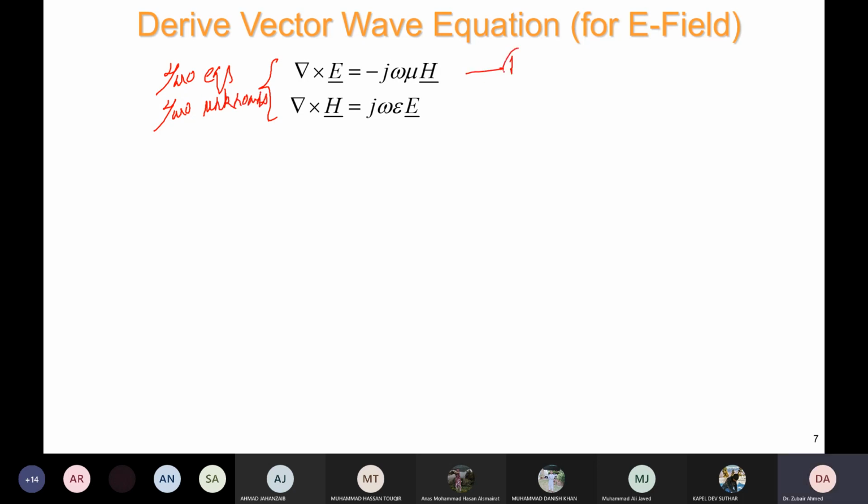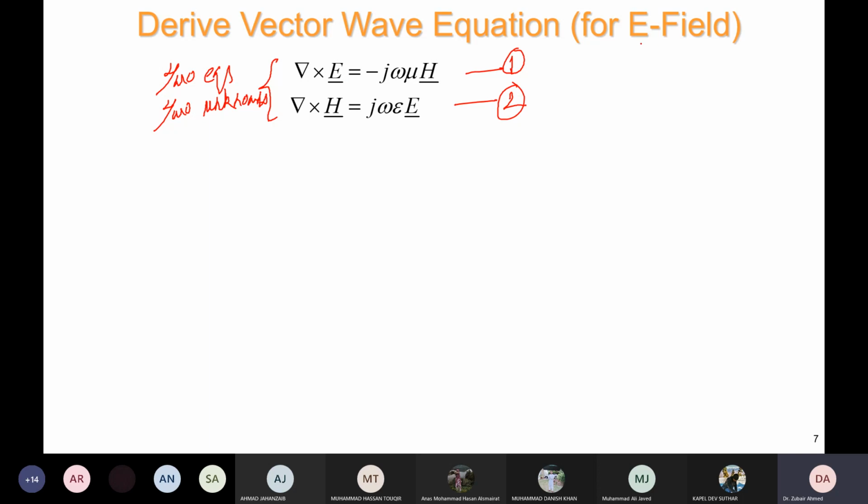Let's call this equation 1 and let's call this equation 2. We have electric field and magnetic field both appearing in the first equation. Similarly, in the second equation, we also have magnetic field and electric field. We say that these types of equations are coupled partial differential equations. So the first step is usually that we want to decouple them. We want to express them as a single variable.